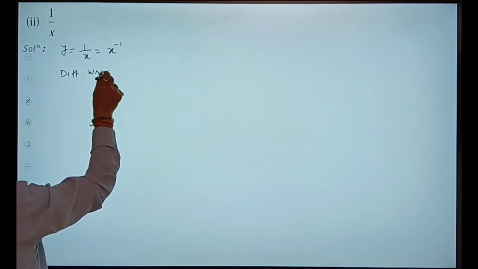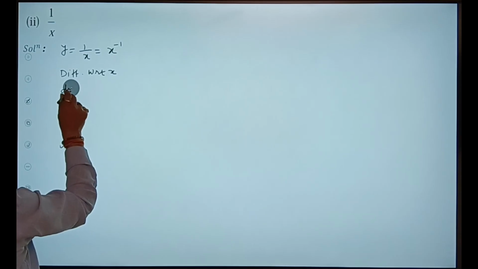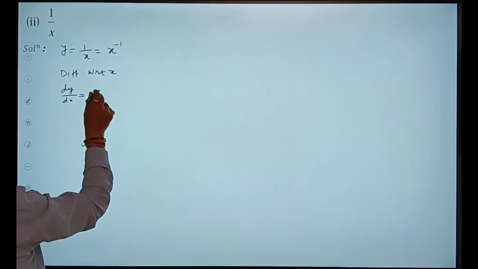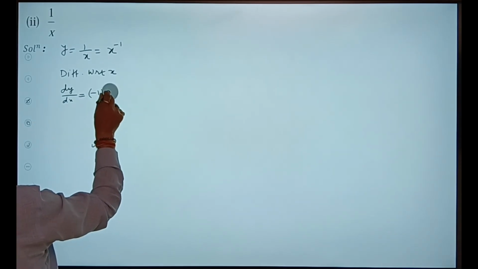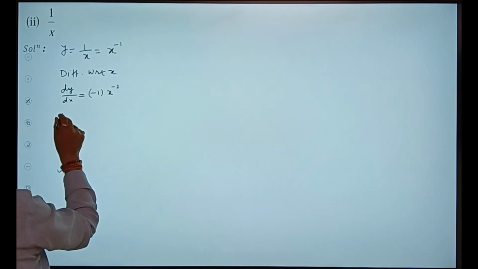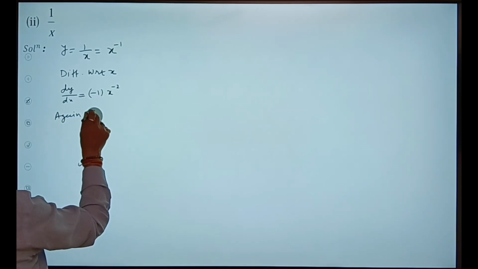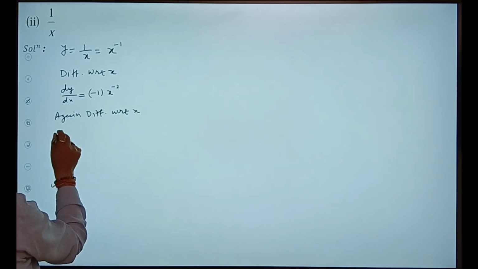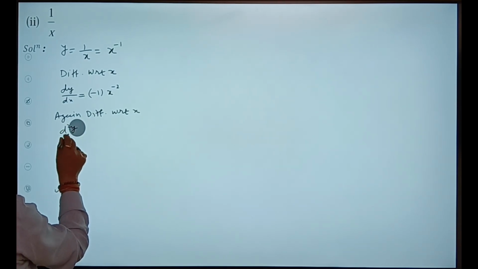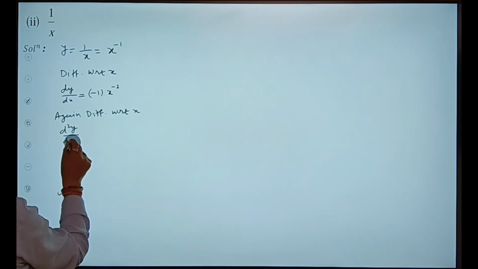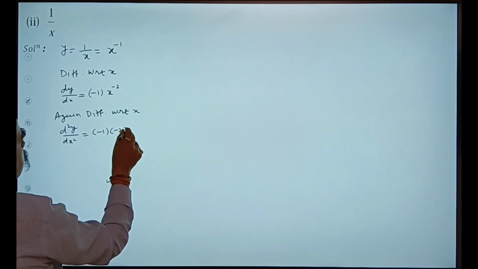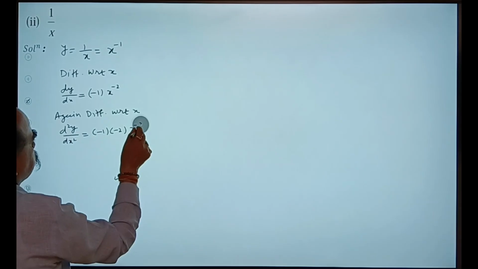Differentiating with respect to x, dy by dx is minus 1 x raised to minus 2. Again, differentiating with respect to x, d2y by dx square is minus 1 into minus 2 x raised to minus 3.